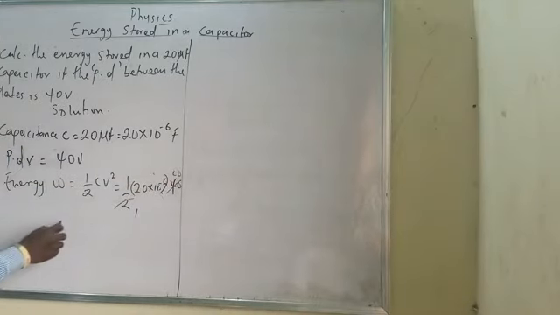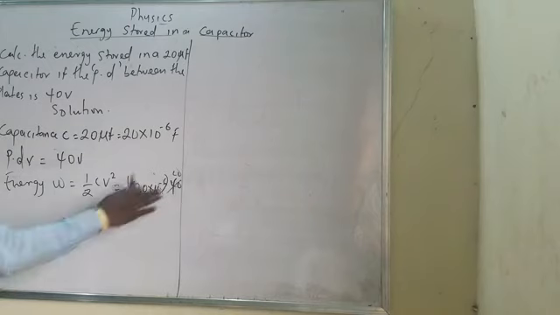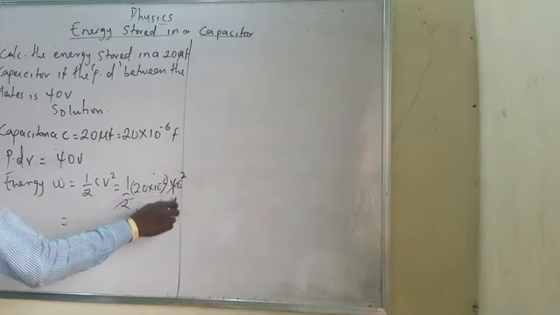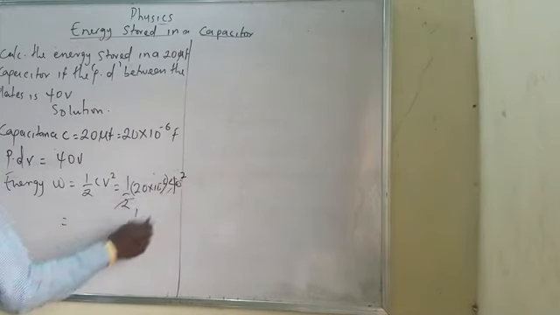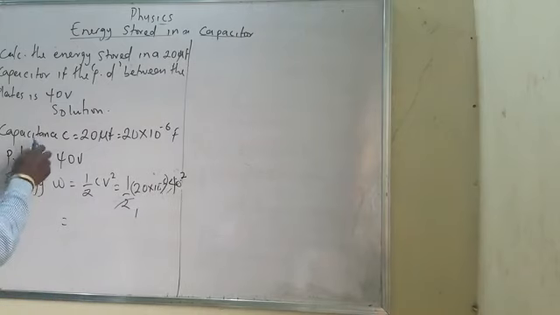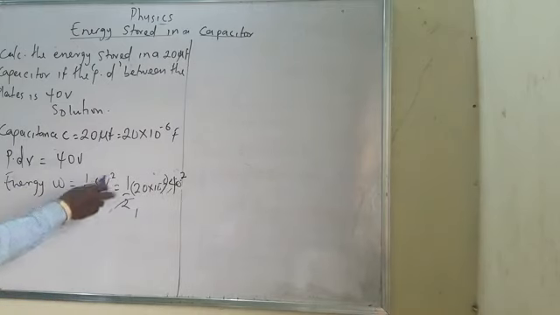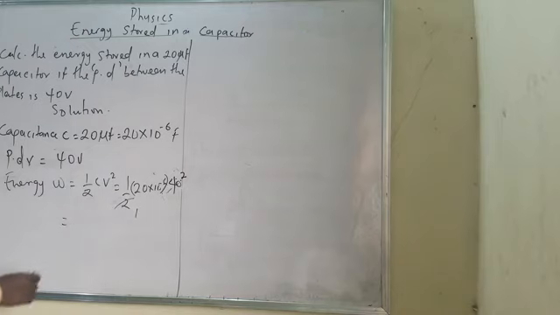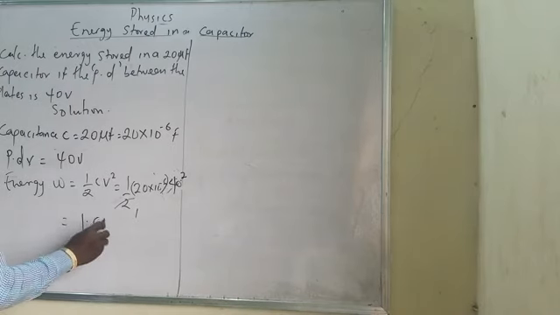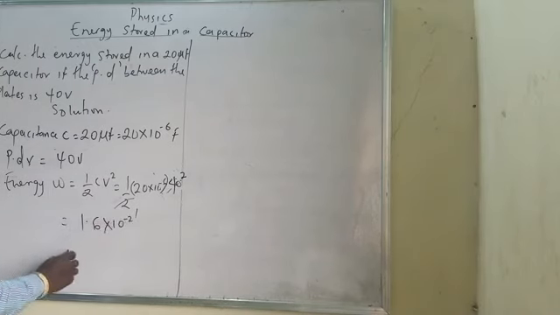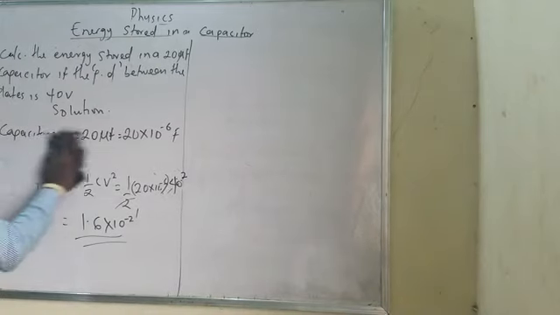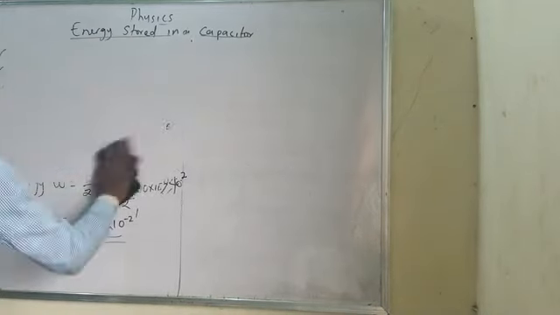Now, I can continue by having 40 squared, because we're going to have V squared. Which is 40 squared, it means by pressing my calculator, I'll be having 1.6 multiplied by 10 raised to power minus 2, by use of calculator. Now, I think it's getting better.